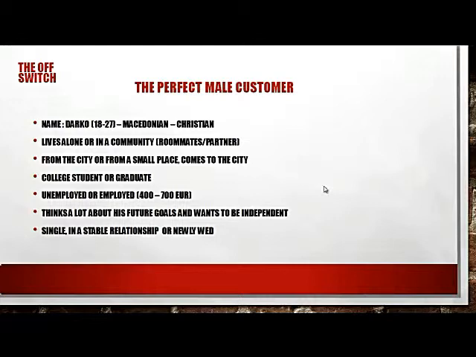His name is Darko. He's between 18 and 27, Macedonian Christian, lives alone or in a community, roommates, partner. He's not living with the parents. From the city or from a small place, comes to the city, college student or graduate, unemployed or employed, salary between 400 and 700 euros. Thinks a lot about his future goals and wants to be independent. He's single, in a stable relationship, or newlywed.